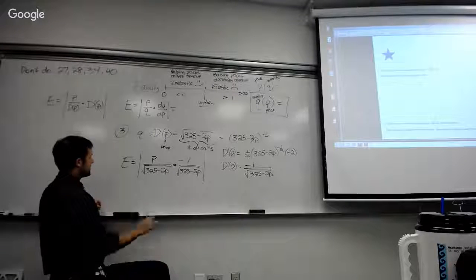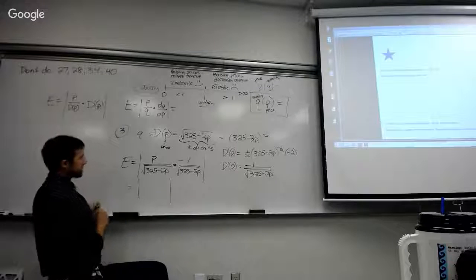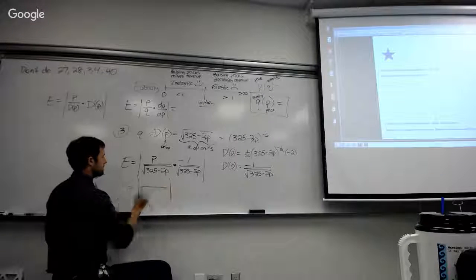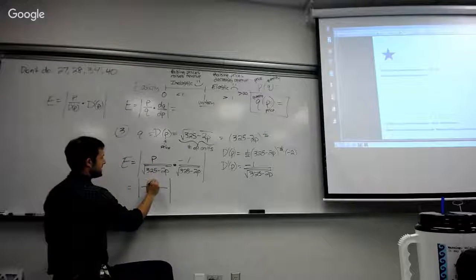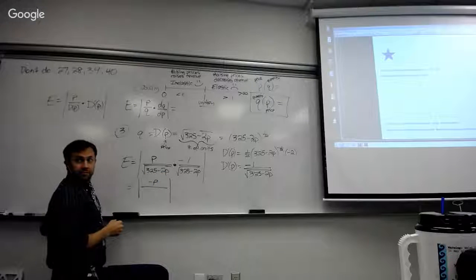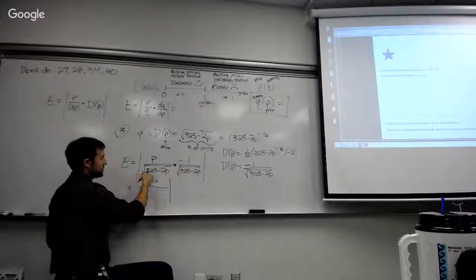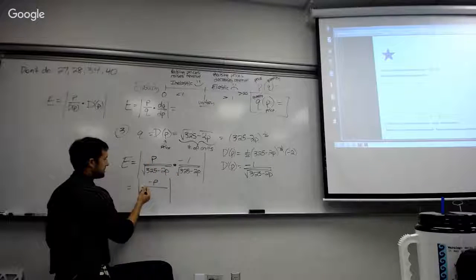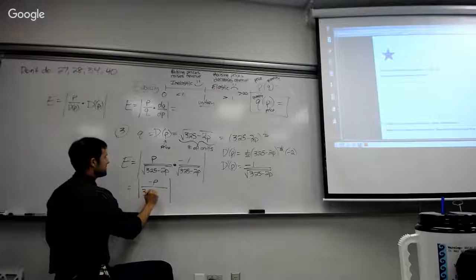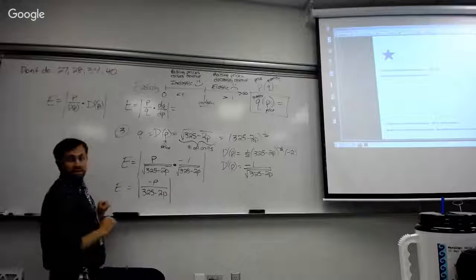Does that clean up pretty nicely? What do you think? What's the numerator? -p. And what's the denominator? We're multiplying a root times a root. Yeah, the root cancels out. This is really the root of 325 minus 2p, squared. So the square root cancels out, and it's just 325 minus 2p. Well, that is our formula for elasticity.